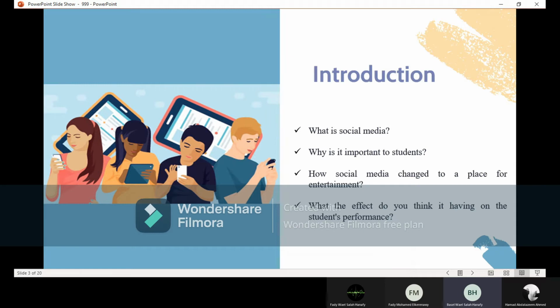So, social media is an interactive technology that allows creation or sharing of information, ideas, career interests, and also other forms of expression. Secondly, why is it important to students? So it plays an important role in each student's life and makes it easier and more convenient to access information, provide it, and also communicate through.